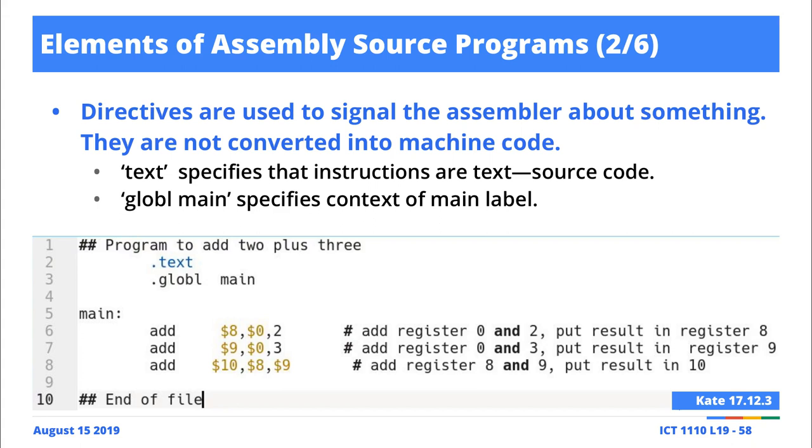So it's part of the rules, like I said. They are not converted into machine code, of course. They just tell the assembler what to do. So in the case of the text directive, dot text, notice the convention, dot text, not just text. It specifies that the instructions, the assembly language source code, is actually in plain text, right?